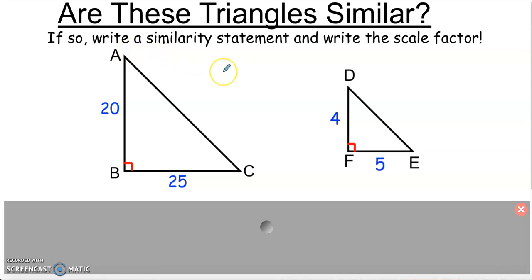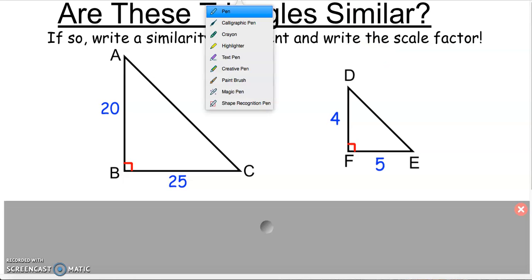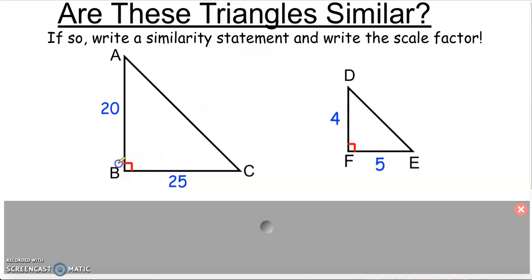So let's take a look at these two triangles. Are these triangles similar? Okay, triangle ABC and triangle DFE. So in this case, I'm going to use angle. I have an angle here congruent to another angle here, so I just have to check two sides because I have an angle that's included between them.